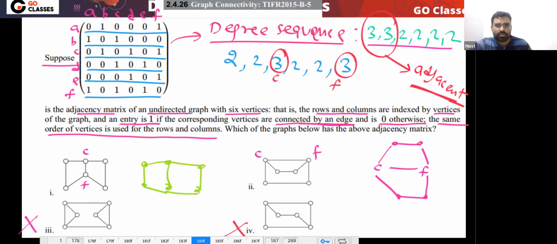Actually, both these graphs are isomorphic. They are isomorphic, right? This is your C, this is your F. This also has 3, this also has 3, and 2, 2, 2, 2. They are actually isomorphic. If you make it there, these two graphs are basically the same.